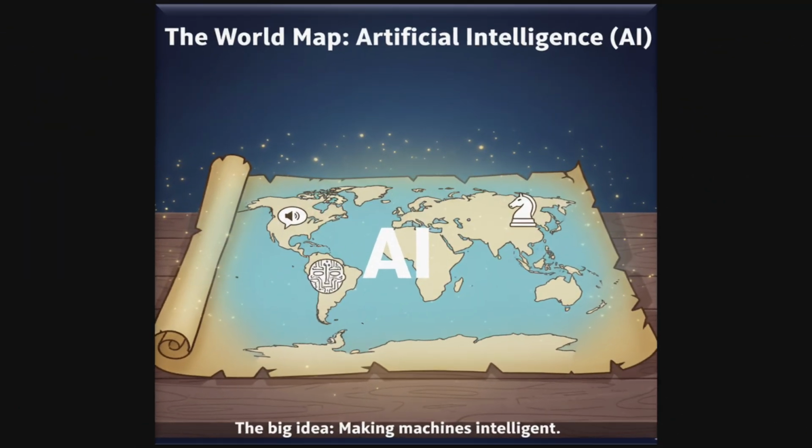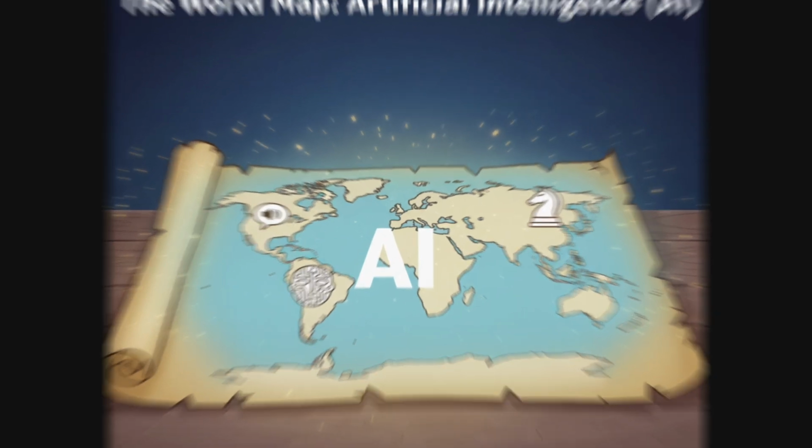The world map: artificial intelligence, AI. The first biggest map is artificial intelligence, AI. This is like a map of the whole world. It represents the big overarching dream that started it all: making machines smart. Anytime a machine does something we would normally consider intelligent, like understanding language, recognizing a face, or playing a game, that's AI. It's the entire globe of smart machines.